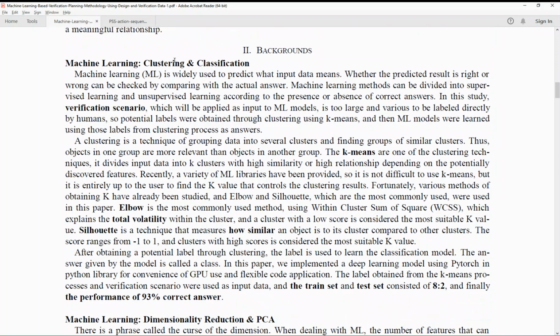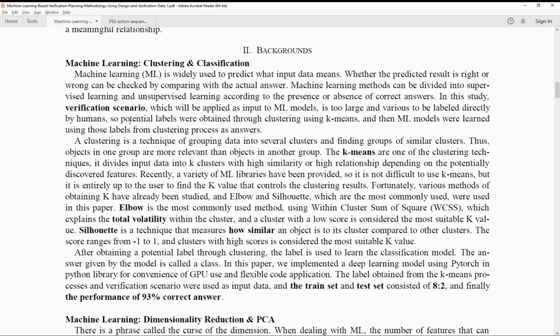Background: machine learning, clustering, and classification. Machine learning (ML) is widely used to predict what input data means. Whether the predicted result is right or wrong can be checked by comparing with the actual answer. Machine learning methods can be divided into supervised learning and unsupervised learning according to the presence or absence of the correct answers. In this study, the verification scenario, which will be applied as input to ML models, is too large and various to be labeled directly by humans.